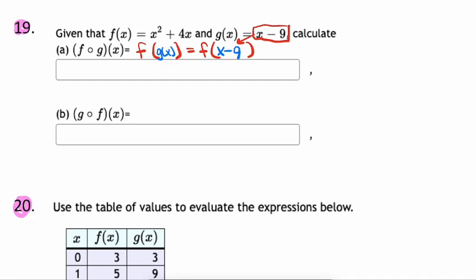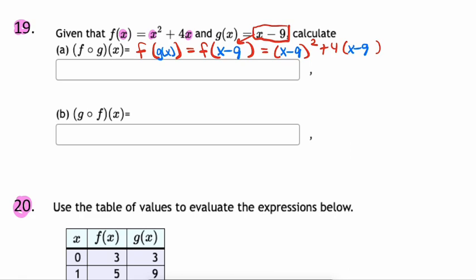And then remember what our f function's job is. It squares the input and it multiplies it by 4. So we are going to have to square the input and multiply it by 4. So just surround it in parentheses. So x minus 9 is my input. I'm going to square it. I'm going to multiply it by 4.